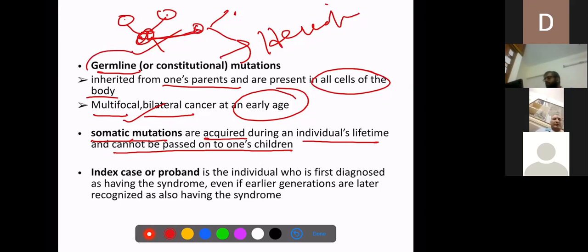But a somatic mutation is due to the environment. For example, smoking has an influence on the lung.